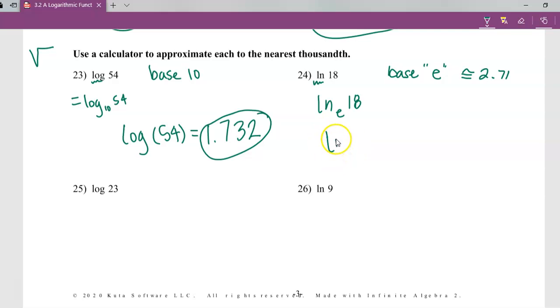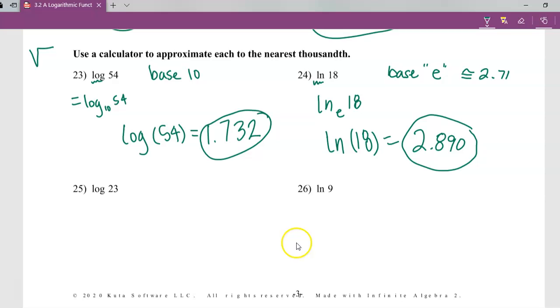But all you have to do is put this in your calculator, ln 18. And let me put it in mine. That is giving me 2.890. Okay, so this part really is just getting used to finding the keys on your calculator and plugging them in, and then just double check that you get the right answer. Log 23 is 1.362, and natural log 9, hit ln 9, I get 2.197.